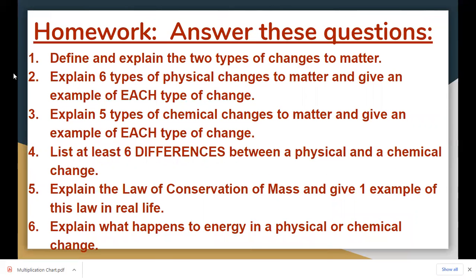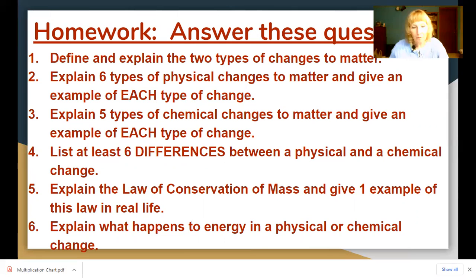Okay, your homework then is going to be answering these questions. And like I stated, I will be sharing this slide deck with you as well. So you're going to define and explain the 2 types of changes to matter. You're going to explain 6 types of physical changes to matter and give an example of each type of change. You're going to explain 5 types of chemical changes to matter and give an example of each type of change. You're going to list at least 6 differences between a physical and a chemical change. If you want to list 7, feel free to do that.